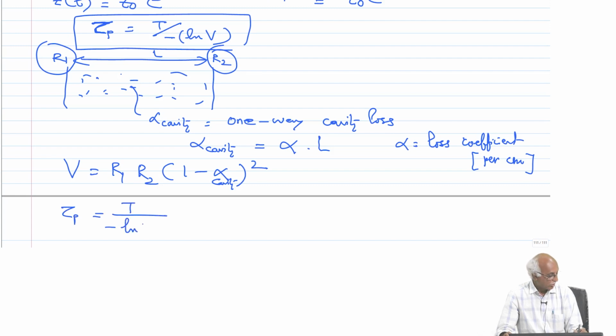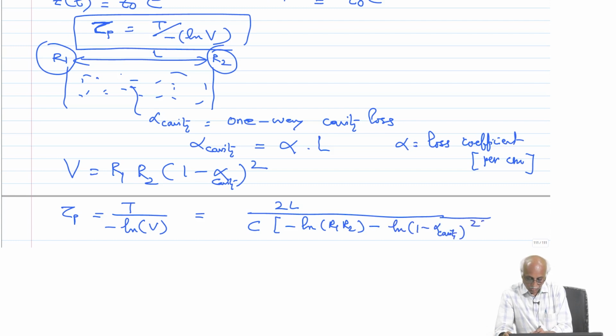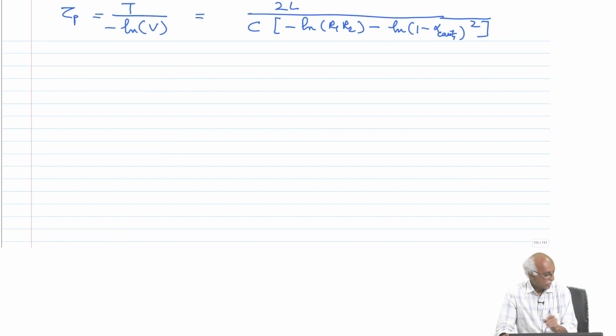So, if I substitute this in tau p, tau p is nothing but T divided by minus log of V, where T is 2L by C, the round trip time. So tau p equals 2L by C divided by [minus natural log of R1 R2 minus natural log of (1 minus alpha of the cavity) squared]. Substituting this form in place of V and simplifying, we will end up with this outcome.